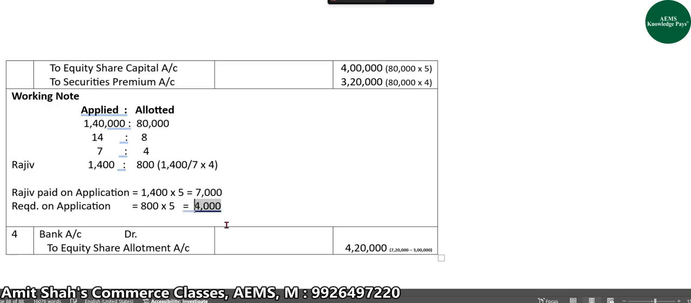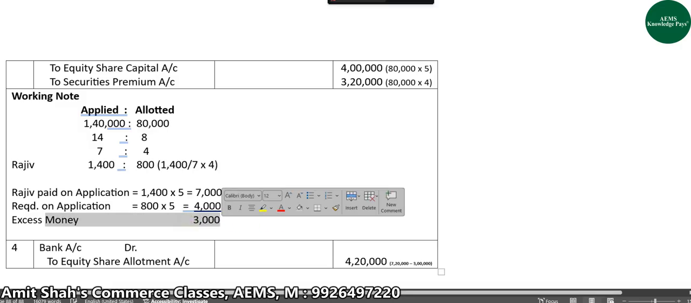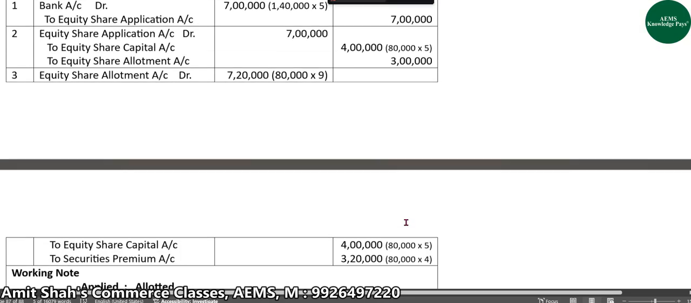But how much he paid? 7000. It means excess money of Rajiv that we have with us is 7 minus 4, that is 3000. This 3000 actually is part of this rupees 3 lakhs, which represents excess money paid by all the investors.